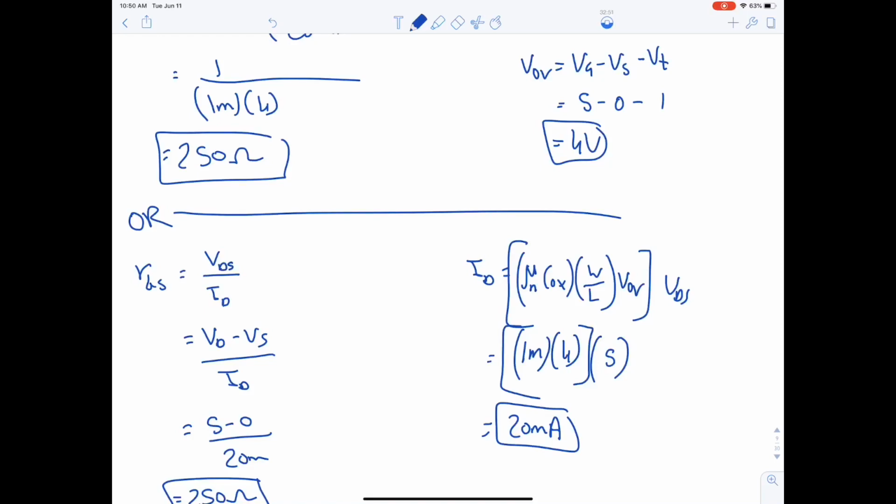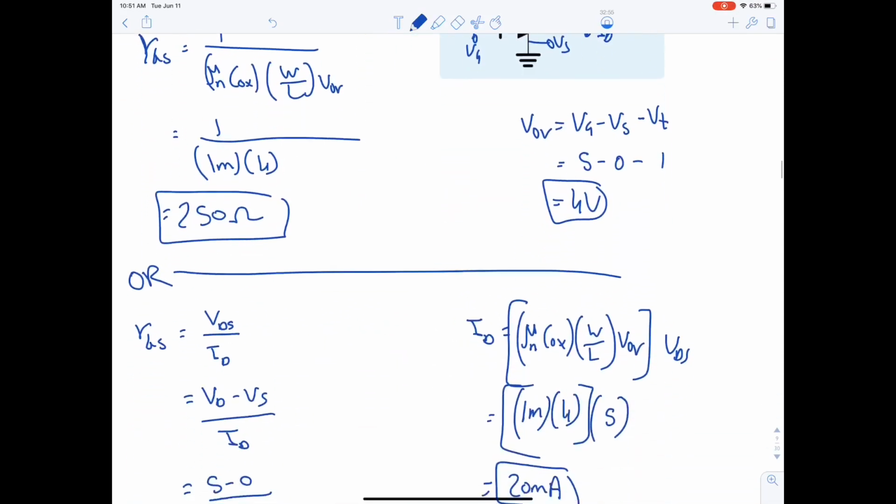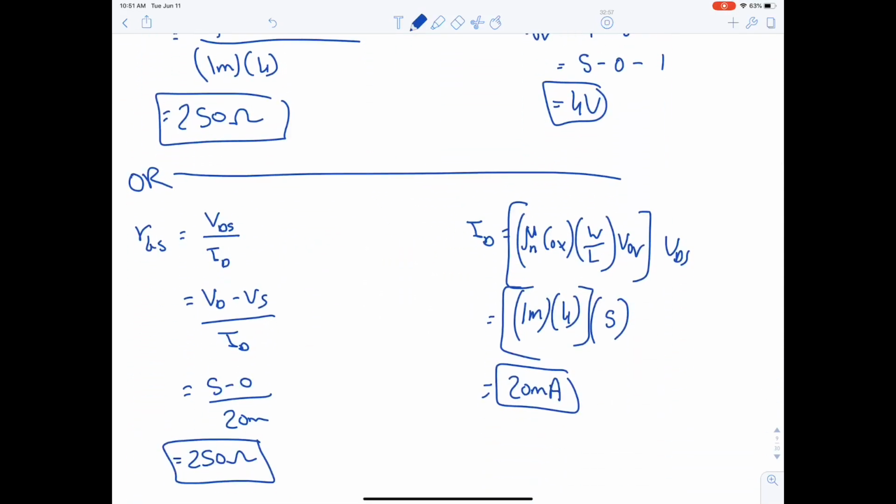Okay, sorry, VD, is it 5? No, VD is 0.1 actually, so I made a mistake. VD is 0.1 here, so here it's 0.1, hence this is 0.4 milli. 0.1 over 0.4 milli is 250.